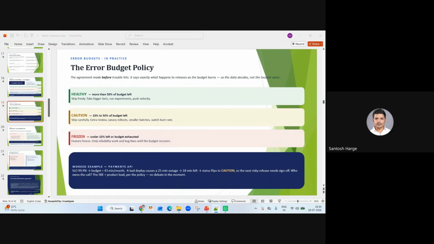Yeah. So here's how the error budget policy looks. And okay, so if we have 15-20 minutes of deployment.